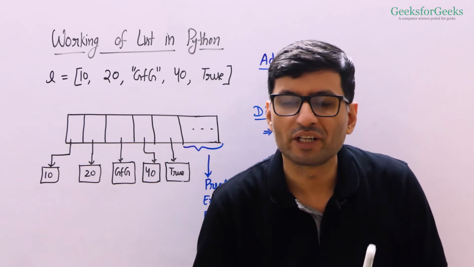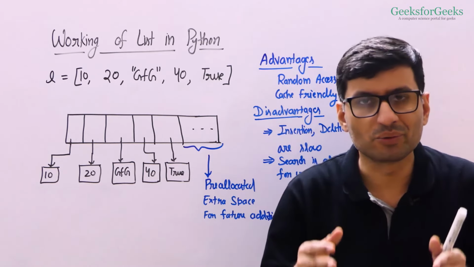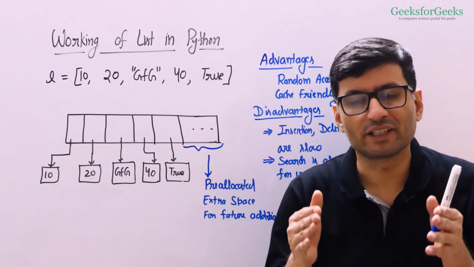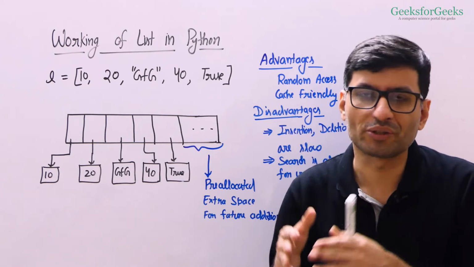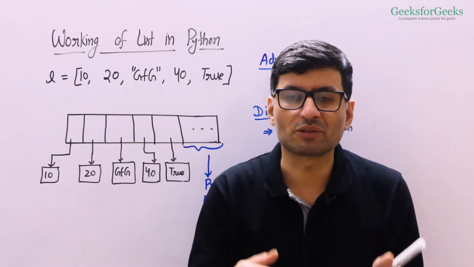Let us talk about the internal working of list in Python. A list mainly uses an array as an underlying data structure. What do we mean by array? In arrays, everything is stored at contiguous locations. In a Python list, we allow different types of items as well.